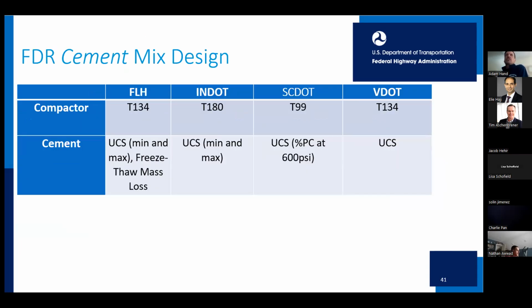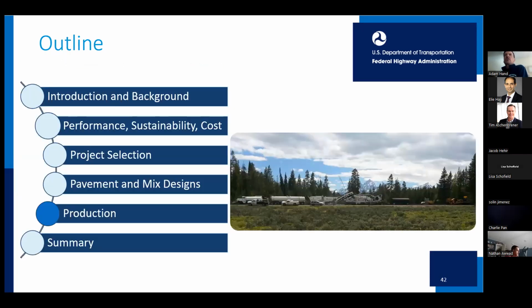For FDR cement designs, so those were the asphalt-based FDRs, right? For cement, for compaction, you see the test methods that are listed there. Those are AASHTO test methods. And then unconfined compressive strength was used by all the agencies, and Federal Lands was using a freeze-thaw loss also. So let's go to production.